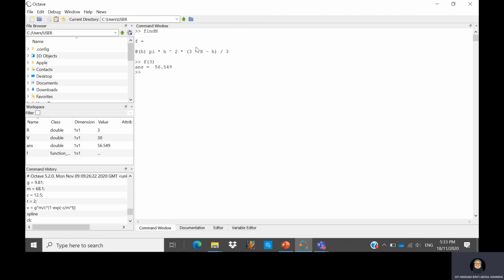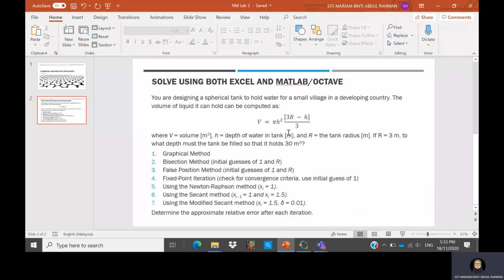But in this case, I want to plot a graph for a range of values, because the value of H varies between 0 to R. If you look at the bisection method, I gave you an initial guess of 1 to R, but the depth of the water can range from 0 until 2R, so 2 of the radius. So you can use that value to plot your graph.